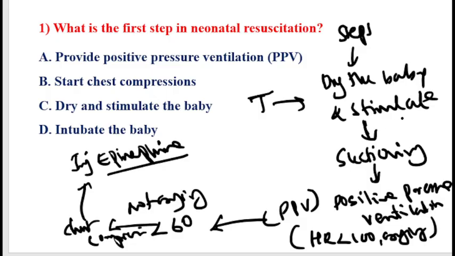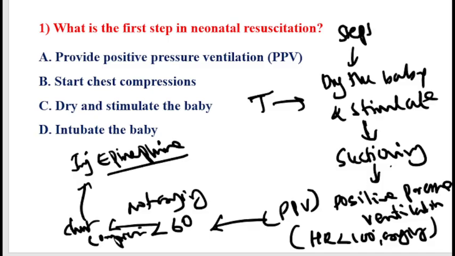And if the baby is still not crying, then we have to do suction. The airway has to be cleared of secretions by suctioning. First the mouth and then the nose suctioning has to be done. And then what happens here? We have to check the heart rate of the baby. If the heart rate of the baby is less than 100, and the baby is not crying at all, then we have to start with positive pressure ventilation.